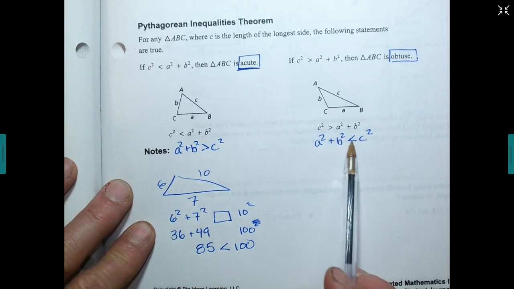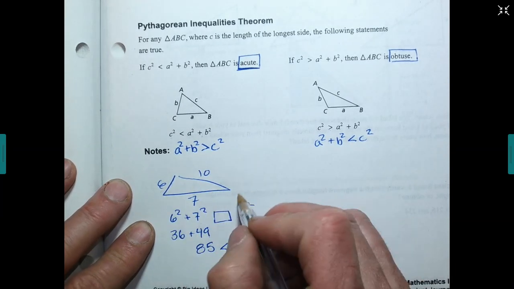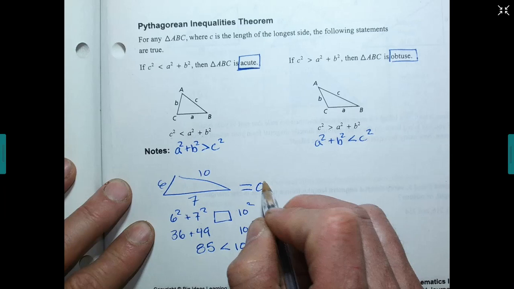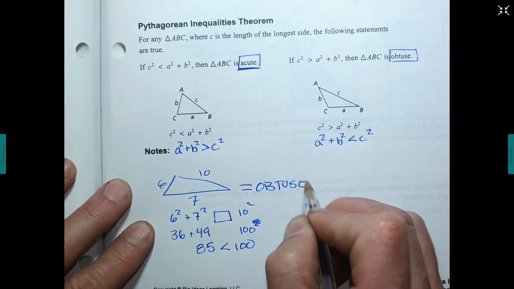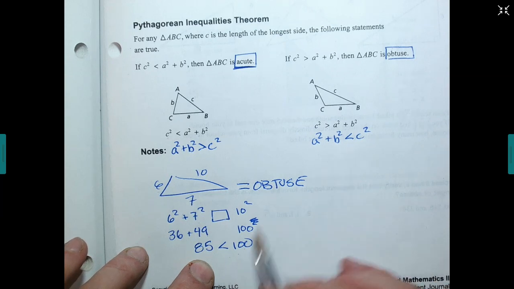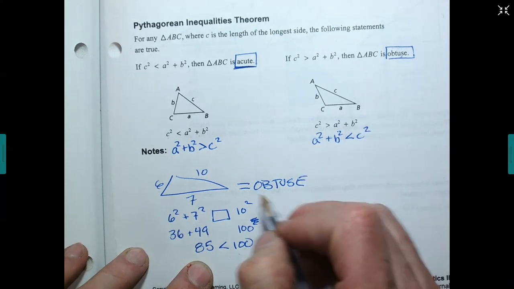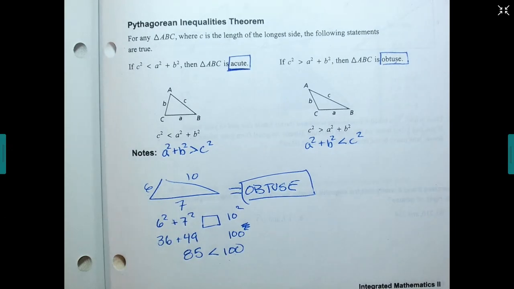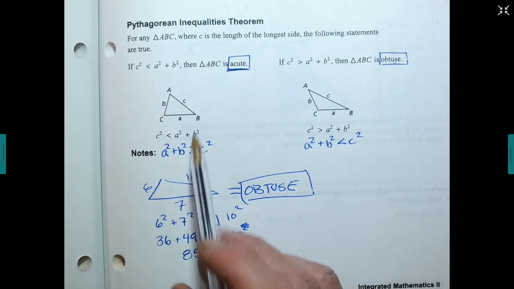So we have less than, so here it is. So 6, 7, 10 equals obtuse, because our leg squared plus leg squared is less than our hypotenuse squared. So less than the hypotenuse equals obtuse. So there you go. If it's greater than the hypotenuse, it's going to be acute.